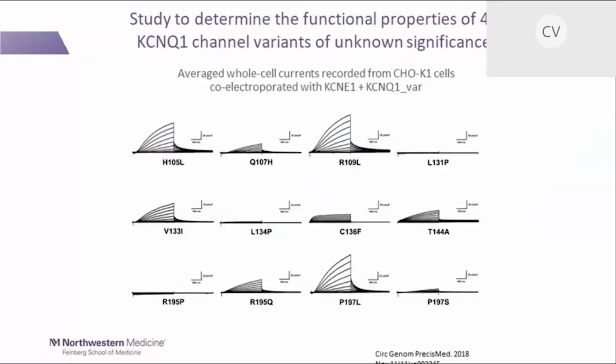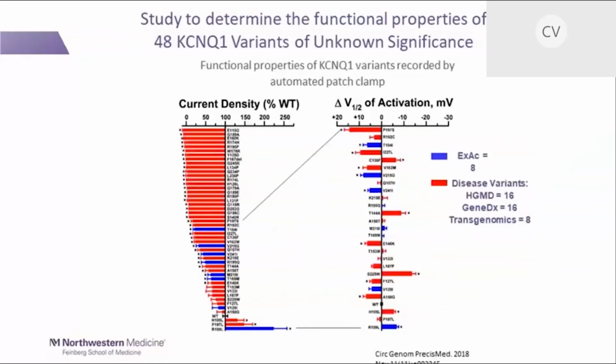This slide shows the average whole cell currents recorded from CHO-K1 cells co-electroporated with KCNE1 plus KCNQ1 variant. In this study, we also determined the functional properties of the KCNQ1 variants recorded by automated patch clamp, and here we show those results as changes relative to the wild-type protein. On the left, we have the activity level for each variant relative to wild-type channel, shown in a waterfall plot ranging from loss of function on the top to activity larger than wild-type on the bottom. On the right, we have the changes in voltage dependence of activation relative to wild-type for those variants with measurable currents, and those variants are shown by the solid lines depicting which mutants were able to be measured.